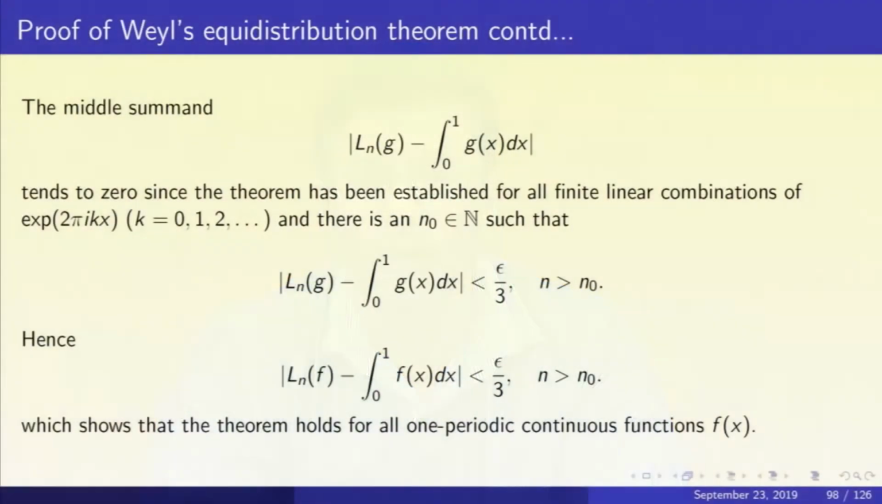So the middle summand mod ln g minus integral 0 to 1 g x dx tends to 0, and so there is an n naught belonging to N such that mod ln g minus integral 0 to 1 g x dx is less than epsilon by 3 for n bigger than n naught. And so finally, putting them all together, we conclude that mod ln f minus integral 0 to 1 f x dx is less than epsilon when n is bigger than n naught, which shows that the theorem holds for 1 periodic continuous functions f x. So we have proved the theorem for continuous 1 periodic functions. Now we shall jack it up and prove it for Riemann integrable functions.